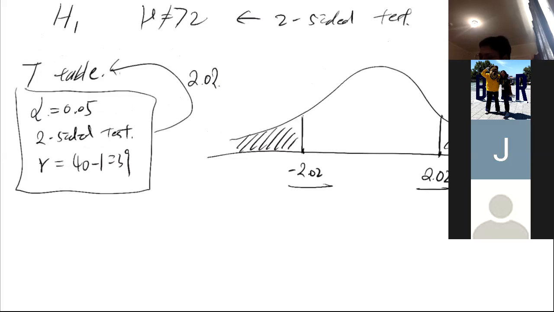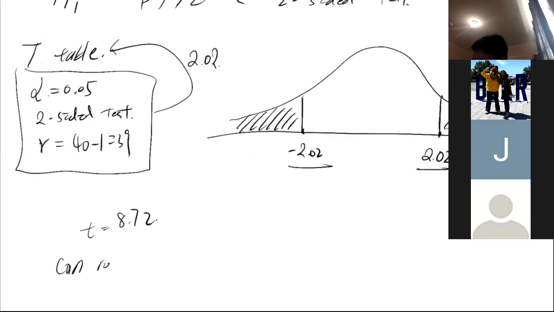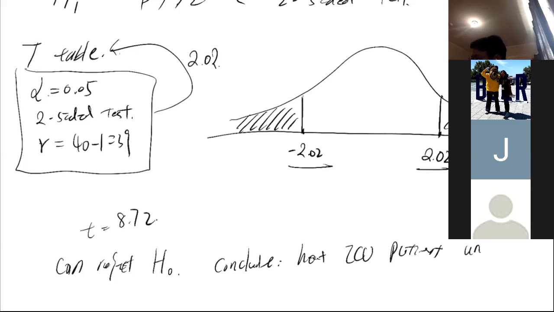So remember, on part B, we calculated the t statistic equal to 8.72. So 8.72 definitely lies in the rejection zone. So that means we can reject the null hypothesis. So we can reject H0. And that means we can conclude that the heart rate in the ICU patients is abnormal.